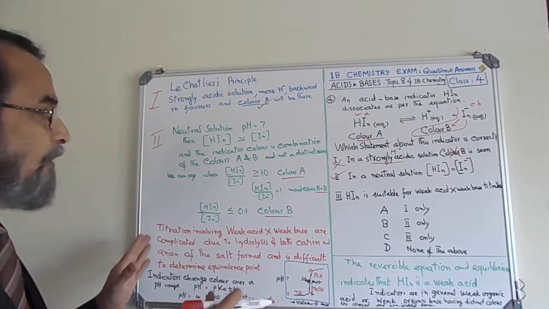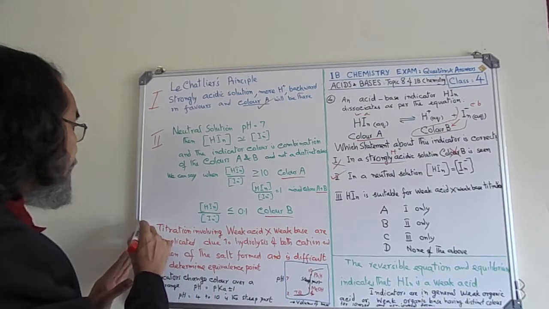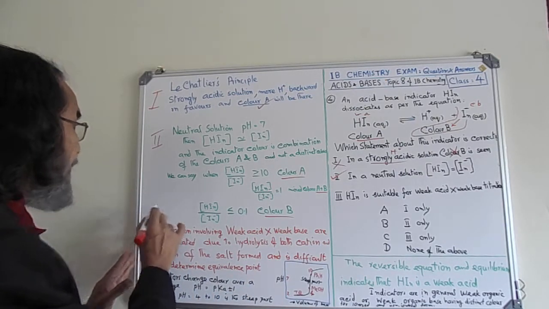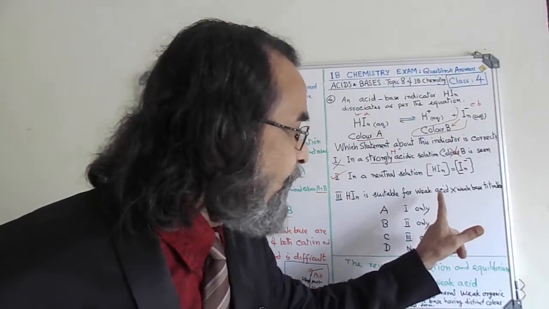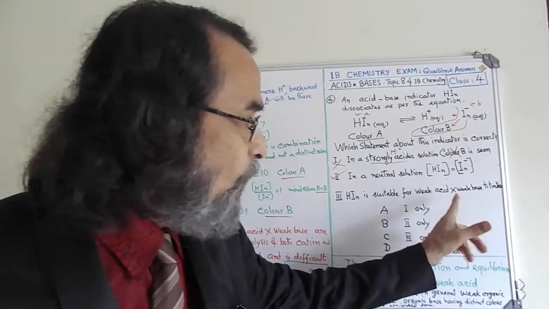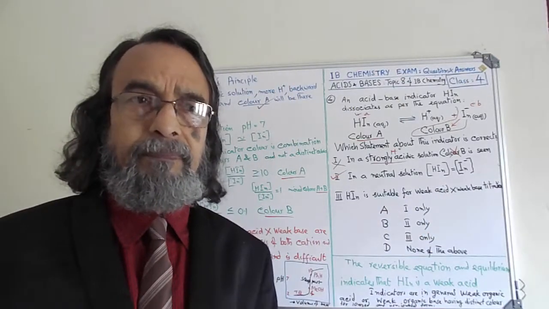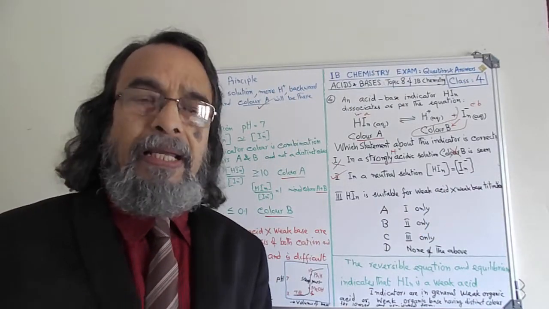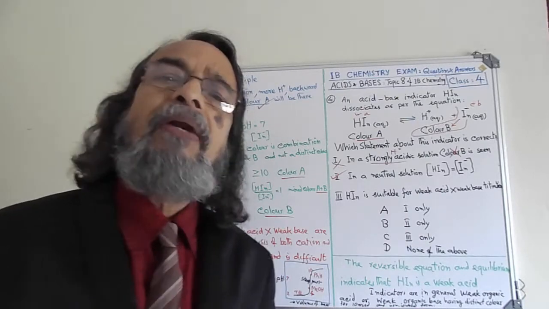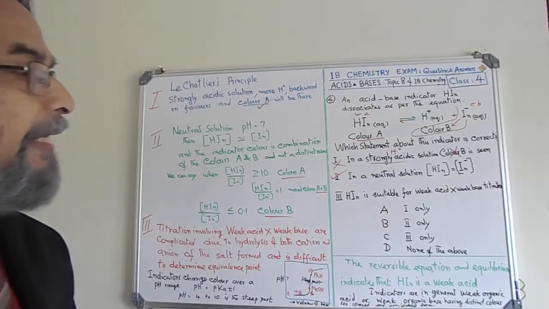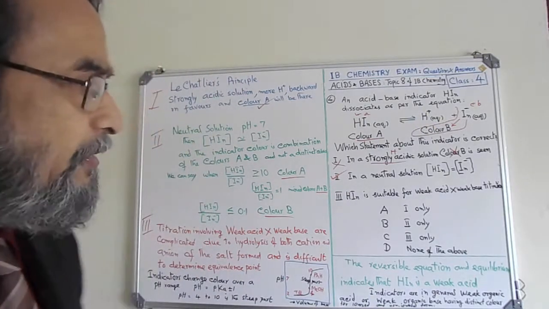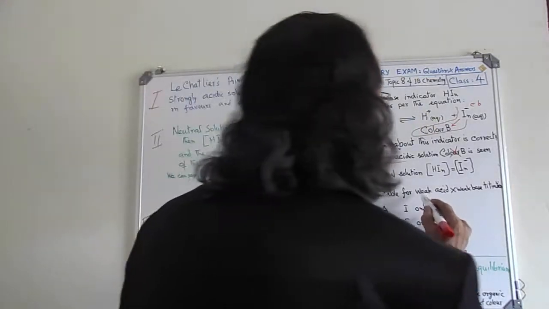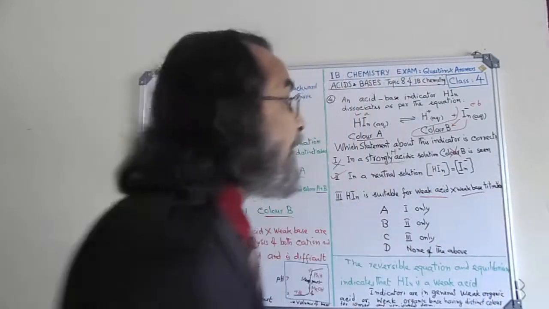So this type of question we have to also think about the third statement. The third statement is HIn is suitable for weak acid against weak base titration. In fact, the indicators are not suitable. The organic origin indicators, weak organic acid or weak organic base indicators, are not at all suitable for a weak acid, weak base titration. Why?